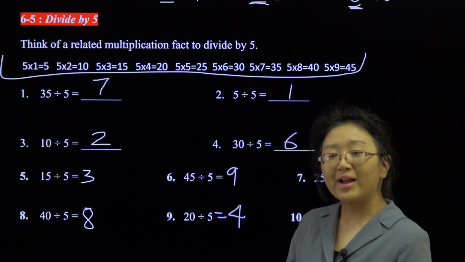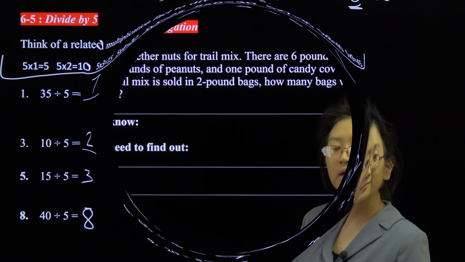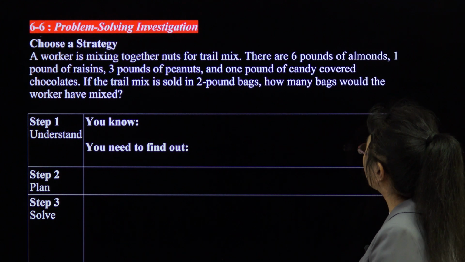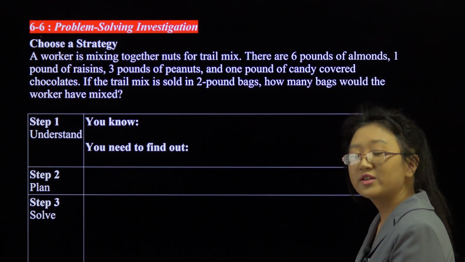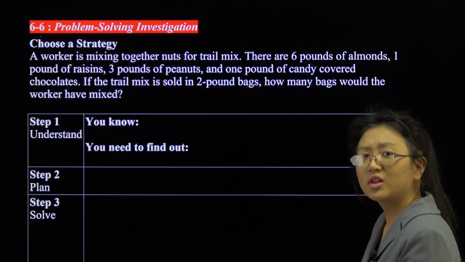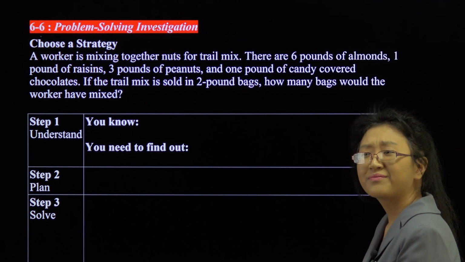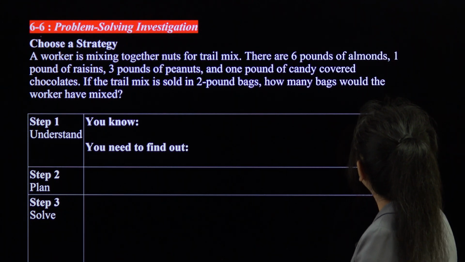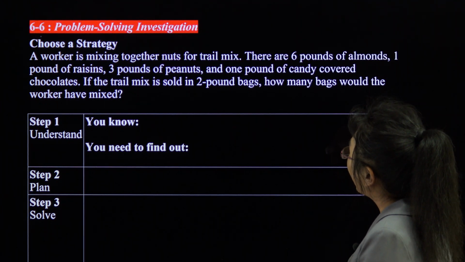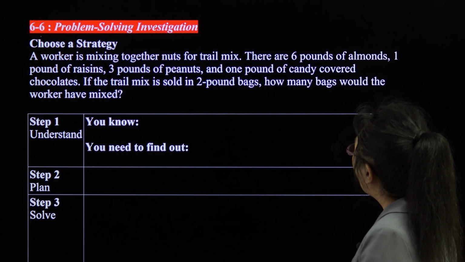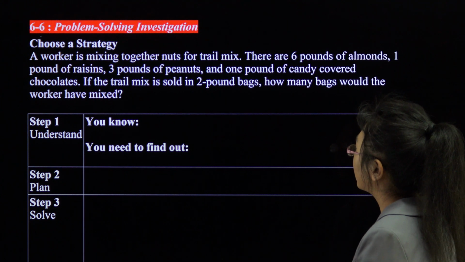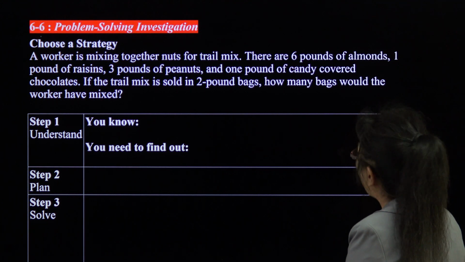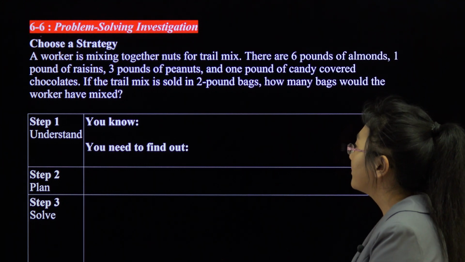Now we're going to go back to some problem solving. Choose a strategy. A worker is mixing together nuts for trail mix. Trail mix is actually pretty good, unless you're allergic to some of the ingredients. Then that's not good. There are 6 pounds of almonds, okay, that's a lot of almonds, 1 pound of raisins, 3 pounds of peanuts, and 1 pound of candy-covered chocolates. If the trail mix is sold in 2-pound bags, how many bags would the worker have mixed?